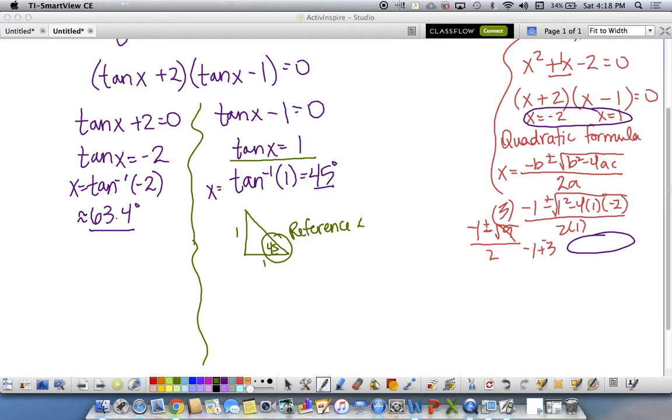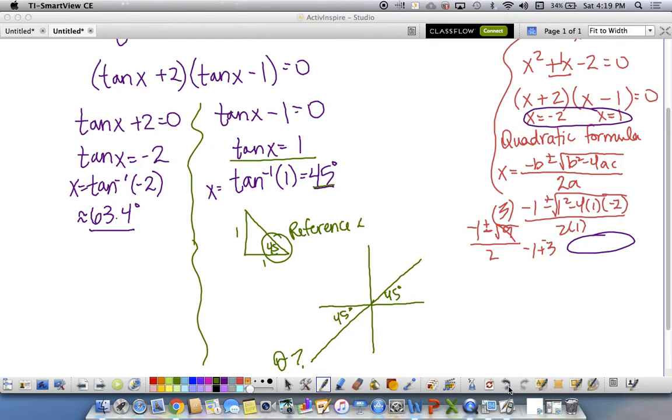Okay? But is that the only spot? Is 45 degrees in the first quadrant the only spot where tangent is positive? No, it's not. Because tangent is positive in the first quadrant with a reference angle of 45 degrees, but it's also positive in the third quadrant with a reference angle of 45 degrees. So my question is, what is this theta? Or the x? What is the angle?